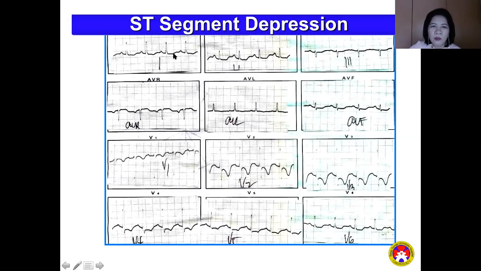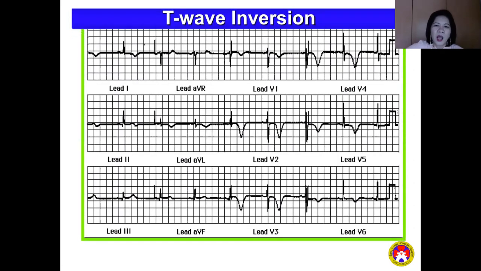So lead 1, you have a flat T, AVL, you have a flat T. 2, 3, and AVF also show just a flat T. But if you look at V1, we have learned that in V1, you may have an inverted T. But if you see it extending here, so here you have an ST depression with the T wave inversion in V2, in V3, in V4, in V5, up to V6. So here you have an anterolateral wall ischemia. Okay. How about this one?